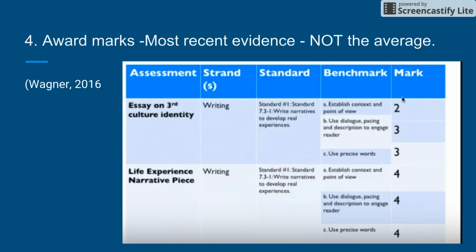Step 4 is to award marks. And the important part here is that you are awarding the most recent evidence and not the average. Here are 2 assessments addressing the same standard, and there are a set of grades here. In an average, we'd add all these up and divide by 6, and we would get an overall grade of 3.6, something like that. But standards-based grading says, well, look, this person improved from the first essay to the second essay, and now they have that standard mastered. And so even though they got 2s and 3s on the first one, they deserve a 4 overall.